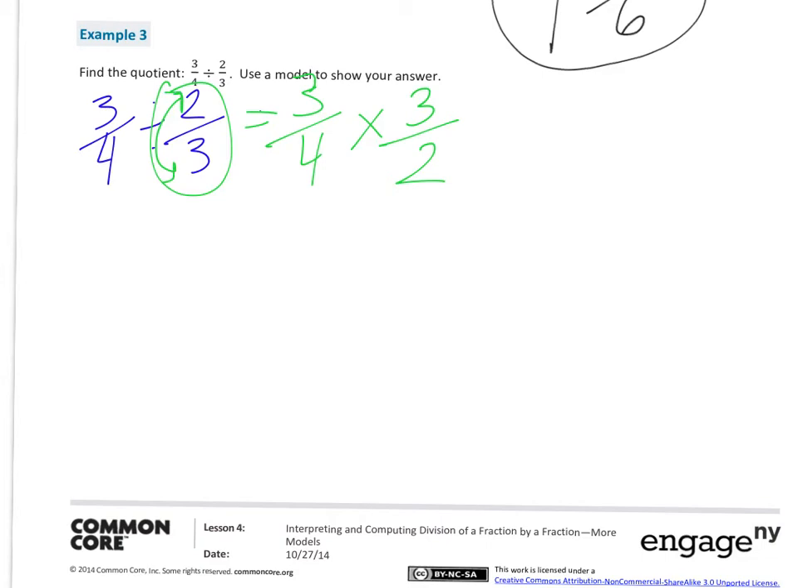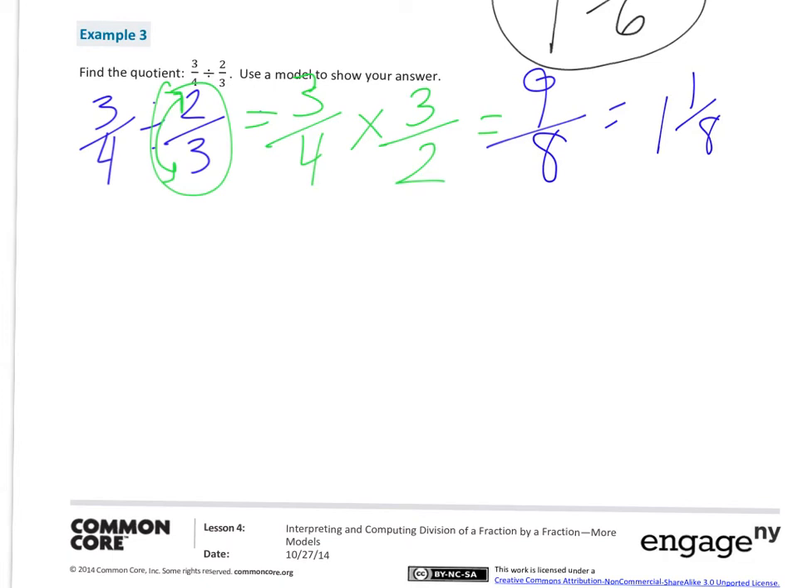Now to multiply fractions, we just go across. 3 times 3 is 9. Then on the bottom, 4 times 2 is 8. So 9/8 or 1 1/8. All right, let's see if that jives with our model.